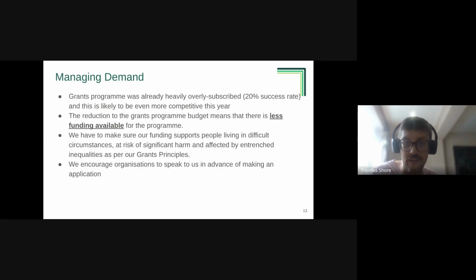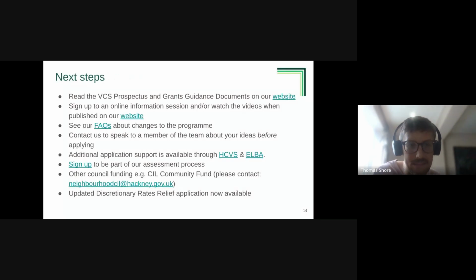We have to make sure that our funding supports people living in difficult circumstances, at risk of significant harm, affected by entrenched inequalities, as per our grants principles. We would encourage any organisations to speak to us in advance of making an application if you have any questions around this. Lastly, next steps: I would have a read of the prospectus and the grants guidance documents, which are on our website.